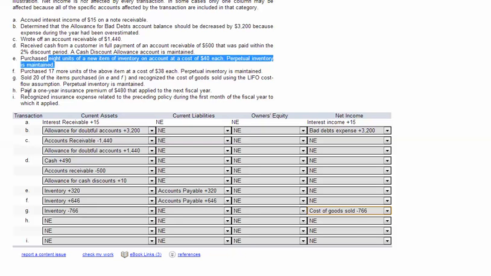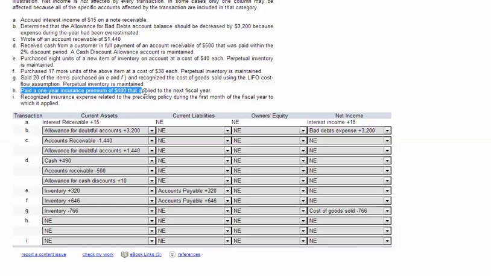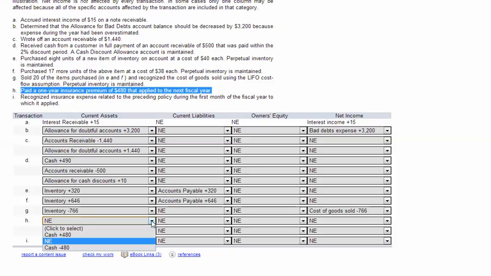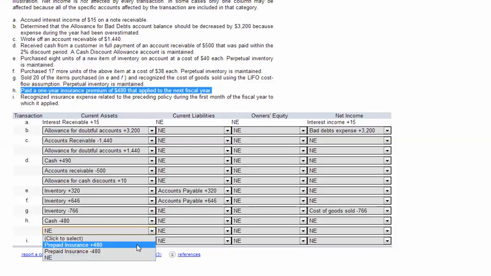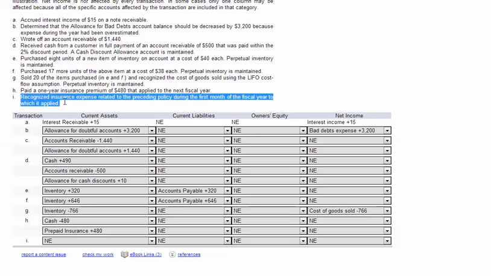All right, let's come back down here to H, paid a 1-year insurance premium of $480 that applied to the next fiscal year. Well, it looks to me like we are going to increase our prepaid insurance. Looks like it doesn't give me that option just yet. And in doing so, we have to pay for that. So we'll credit our cash, which will reduce our current assets, and increase our current asset prepaid insurance at the same time. Lastly, recognized insurance expense related to the preceding policy during the first month of the fiscal year. So we get to reduce our prepaid insurance, which reduces our asset, and we get to increase our insurance expense, which is going to reduce our net income.